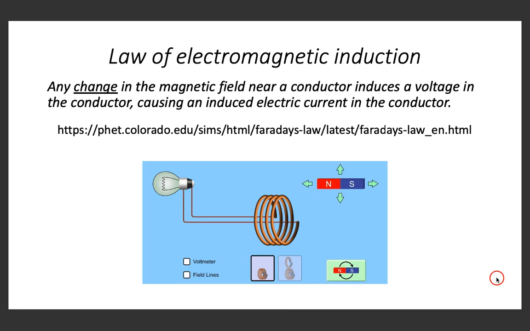All right, so what is the law of electromagnetic induction exactly? Well, you had a chance to read about it yesterday. So I'm just going to say what the law says, and I'll then explain how it works. The law of electromagnetic induction says that any change in the magnetic field near a conductor induces a voltage in the conductor, causing an induced electric current in the conductor.